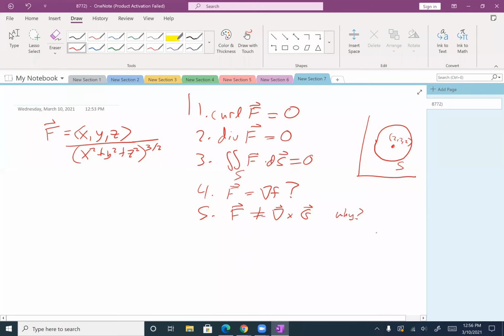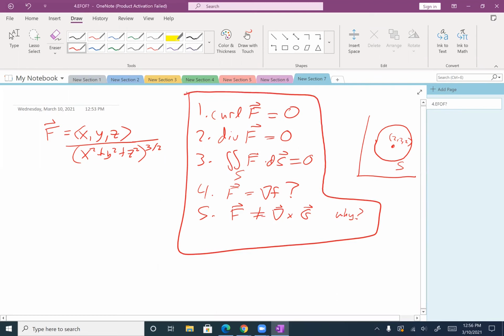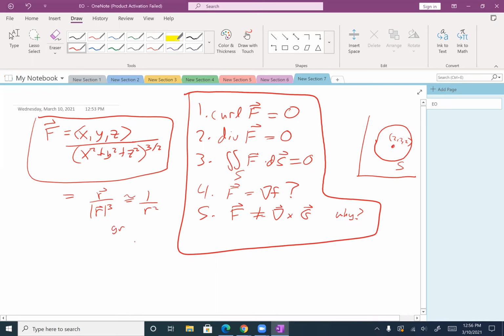So let's see how far we can get through all this, because I say this is by far the most important example you might see in this course, because this thing right here, if we write it as r divided by r cubed, remember this is 1 over r squared. So this is actually the gravitational force. This is also the electric field of a point charge. That's very interesting.